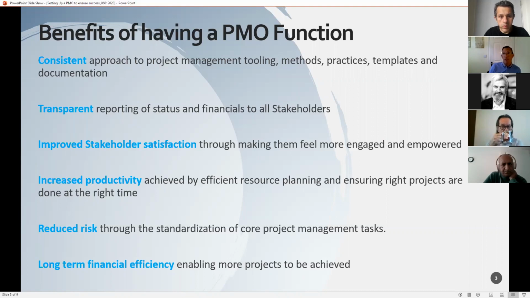Increased productivity. So this can be achieved by efficient resource planning. You may be able to do more work than you originally thought because you planned this out properly. People are being utilized at the right time in the right ways. In some organisations, in some cases, it may be that you're looking to make reductions in cost, and therefore you don't need as many resources as you originally thought.